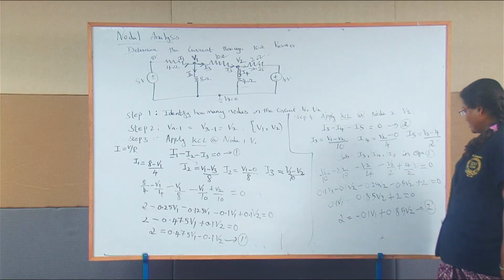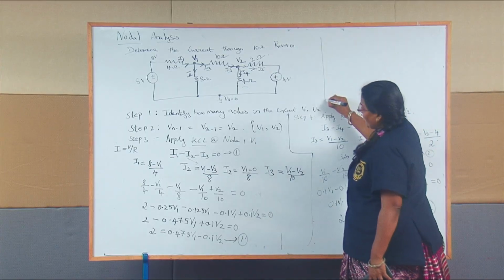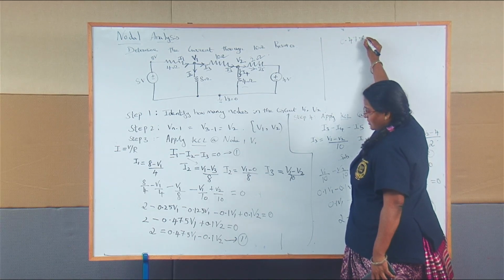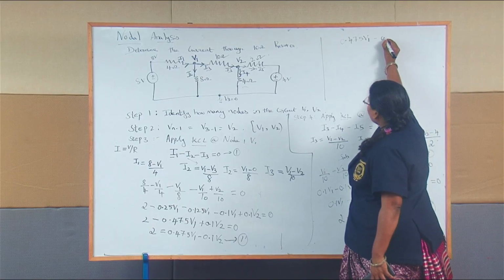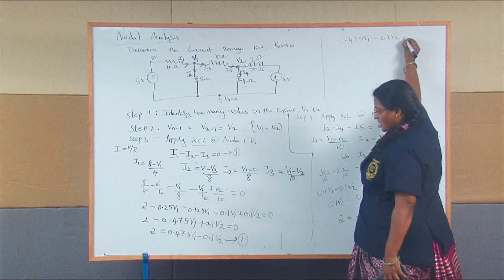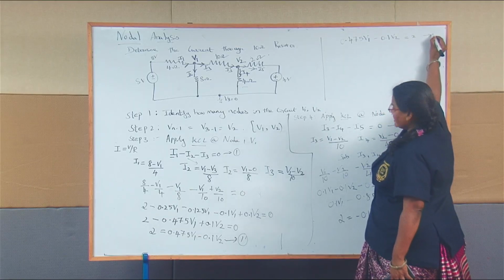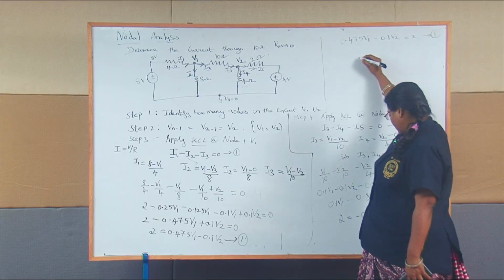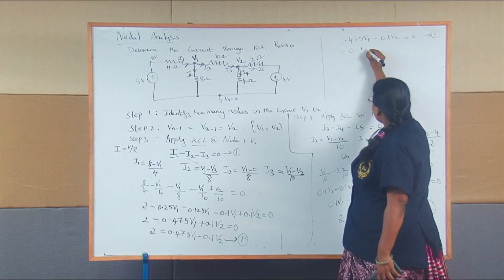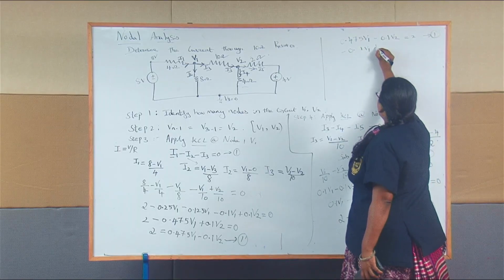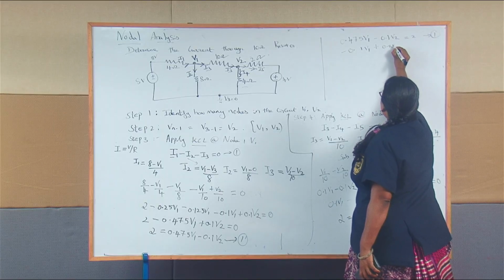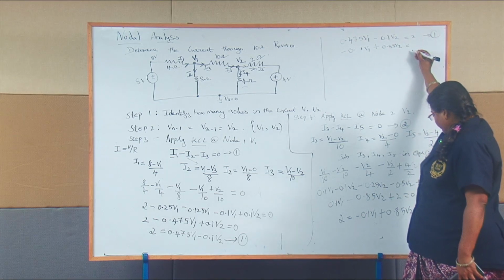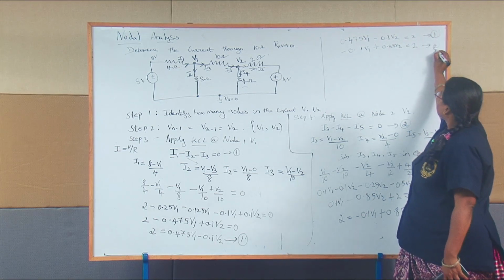Now I know the two equations. 0.475 V1 minus 0.1 V2 equal to 2. This is equation 1. Then second equation as minus 0.1 V1 plus 0.85 V2 equal to 2. This is your second equation.